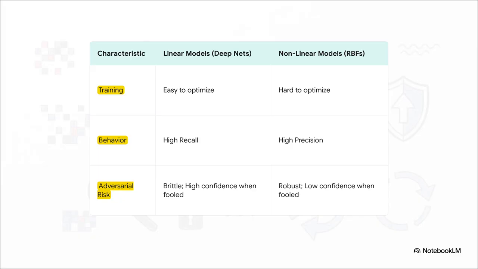This table really lays it all out. On one hand, you have linear-ish models like the deep nets we've been talking about. They're easy to train, but they're brittle, and they fail with this terrifyingly high confidence. On the other hand, you have different kinds of models, like these RBF networks. They're way harder to train, but they're much more robust. And here's the key part. When they do get confused by something weird, they tend to say, I don't know, by giving a low confidence score. And that's a much, much safer way to be wrong.